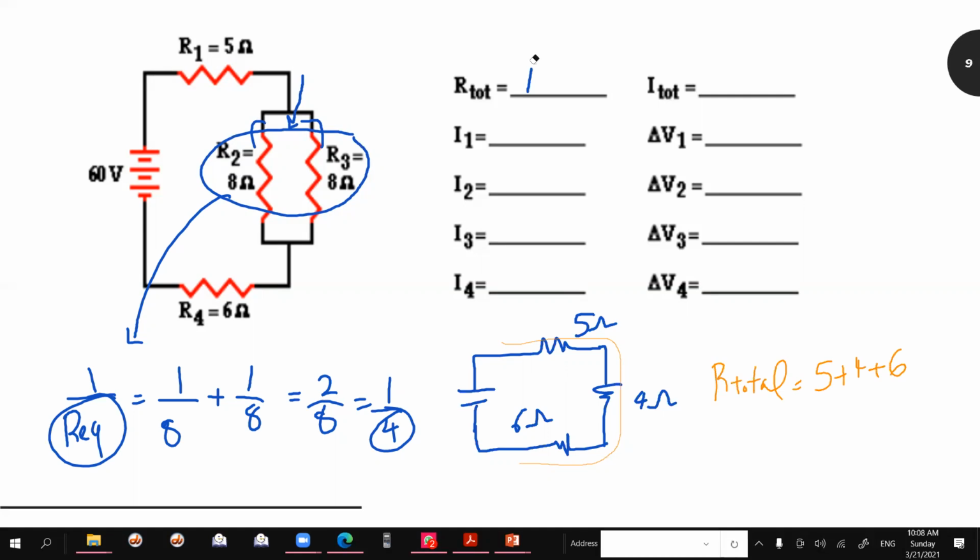So the R total here is 15 ohms. This is for the R total.